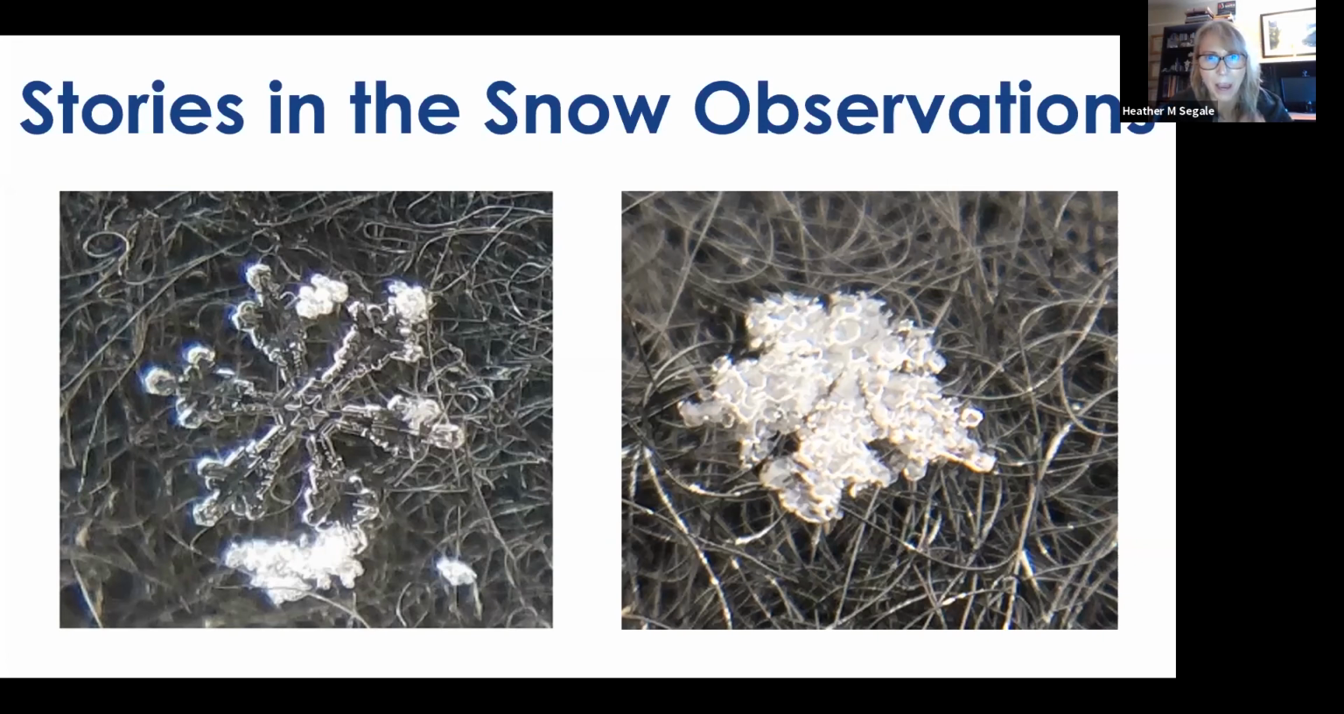What we're seeing in the background is actually the little black card that you capture the snowflake on. That's what the furry looking stuff is. It's our felt card that comes with the kits and helps keep the snow crystal in place. It also gives you a sense of scale. Those fibers are about the same diameter as a human hair, so you're looking at something pretty tiny here.